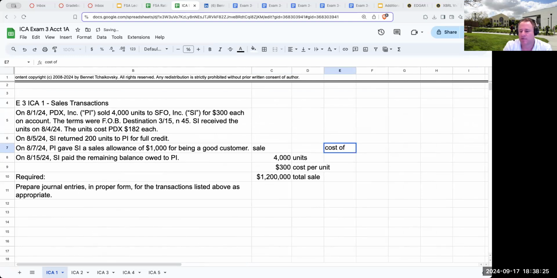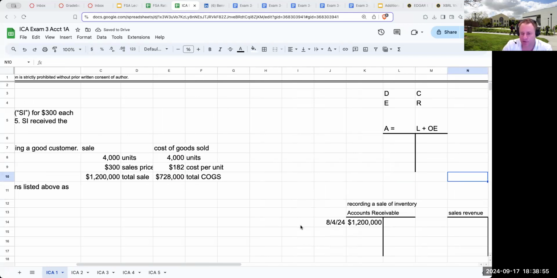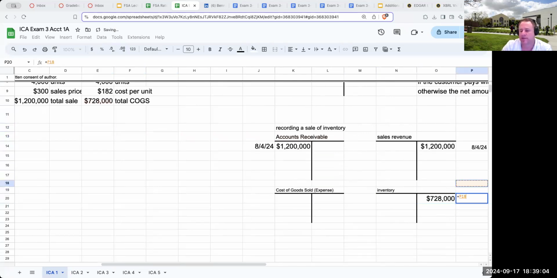My cost of goods sold is I sold 4,000 units, and my cost per unit, or basically this is the sales price per unit. My cost per unit was 182. So coming right over here, my total cost of goods sold is going to be 728,000. Okay, so the inventory is leaving my books. The inventory had a cost of 728,000.